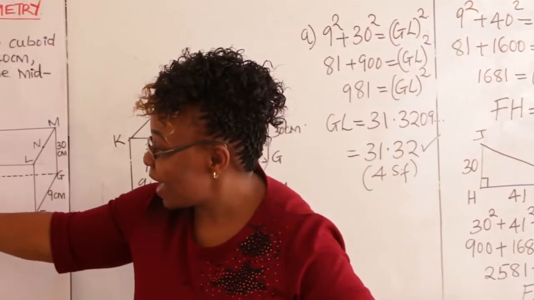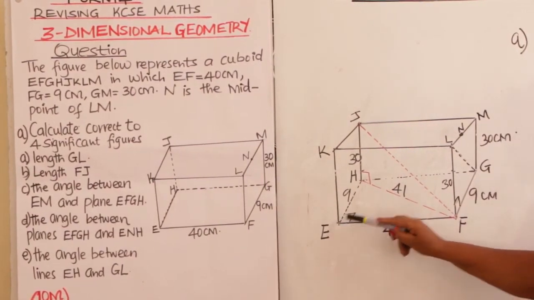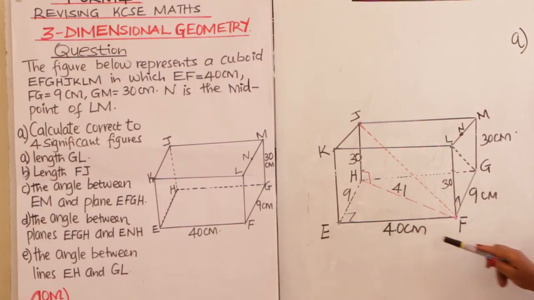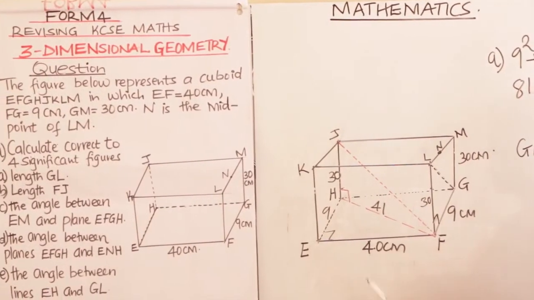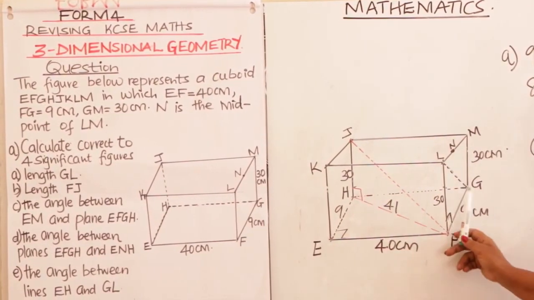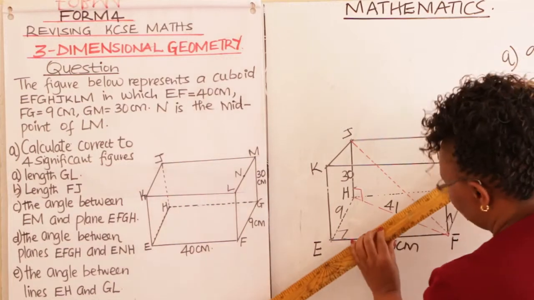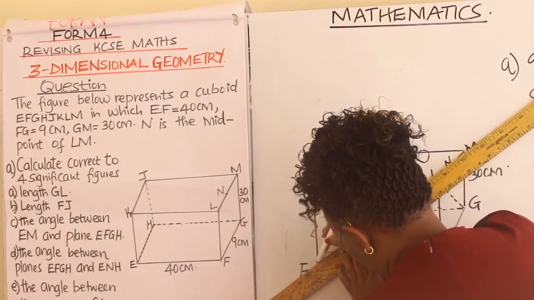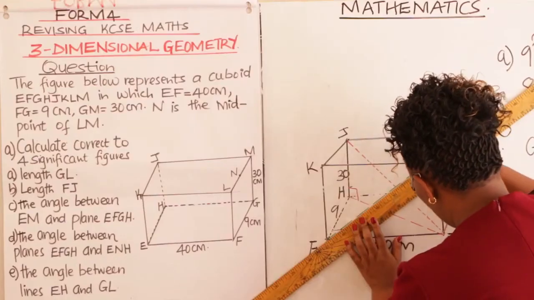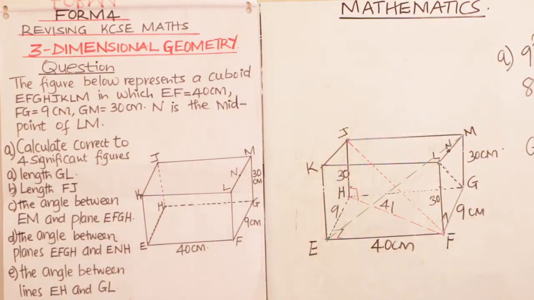Part C. The angle between EM and plane EFGH. EM and plane EFGH, the bottom plane. EM and the bottom plane. So let us draw our EM here so that you can see it clearly. Line EM and the bottom plane. Again, you can see it looks like a hypotenuse.